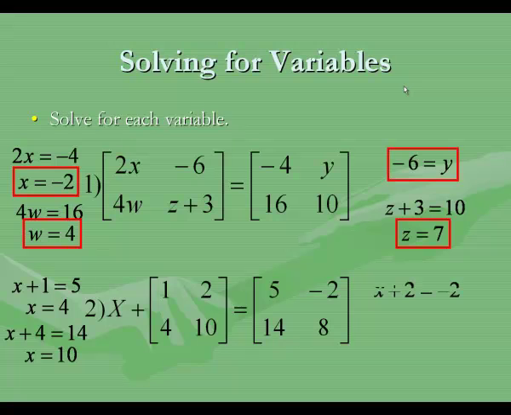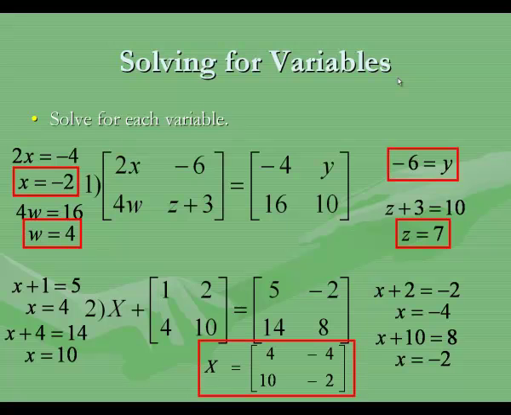On the top right, x plus 2 equals negative 2. Subtract 2 and get negative 4. This answer will be in the top right spot of our answer matrix. And then bottom right, x plus 10 equals 8. Subtract 10 and get negative 2. This answer will be in the bottom right corner of our answer matrix. So the answer matrix looks like 4, negative 4 across the top, 10, and negative 2 across the bottom.